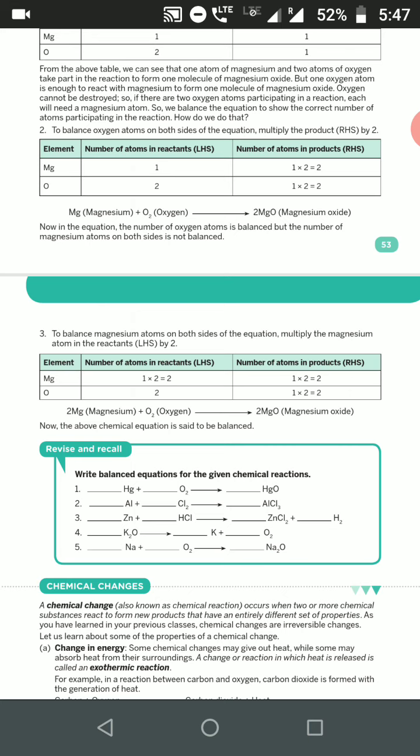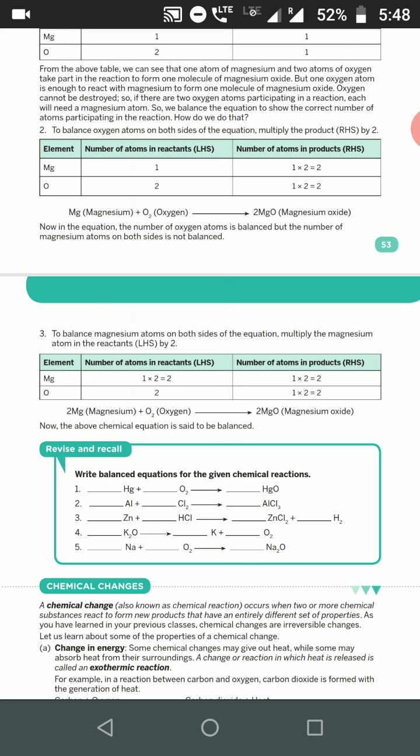Now write a balanced chemical equation for the given chemical reactions. Try to balance this one: Hg plus O2 gives rise to HgO. How many atoms of oxygen are here? 2. So first you will balance the product. You will write 2 HgO. When you write 2 HgO, then the atoms of mercury become 2, so you have to multiply by 2 in the reactant also.